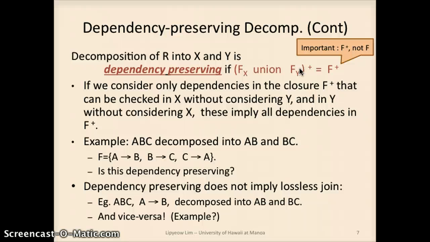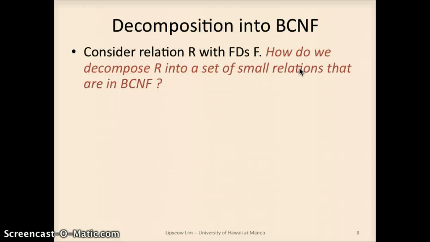Note that dependency preserving does not imply lossless join. They're two different concepts. So I'll leave you to figure that out on your own.